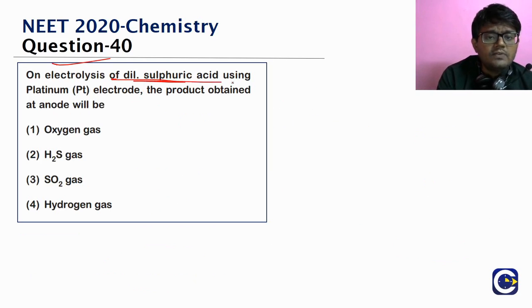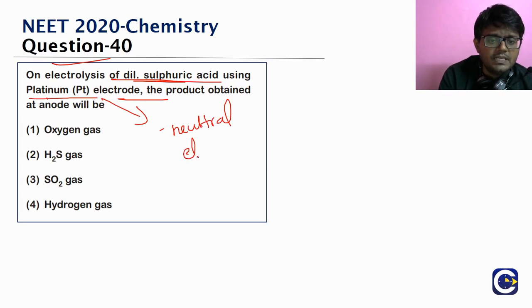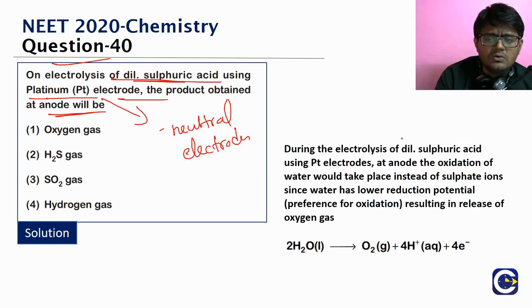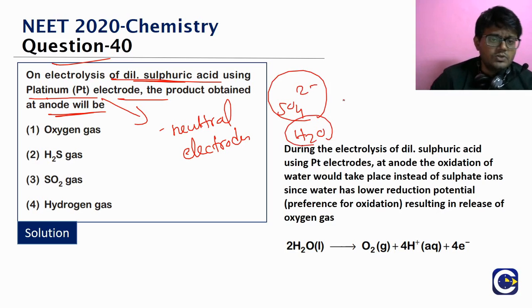On electrolysis of dilute sulfuric acid using platinum electrodes. Platinum electrodes are neutral electrodes; they themselves do not participate in the reaction. The product obtained at the anode, see what happens at the anode. Dilute sulfuric acid means we will be having sulfate ions as well as water, because a dilute solution means a solution of sulfuric acid in water. So we'll have SO4 2- ions as well as water.